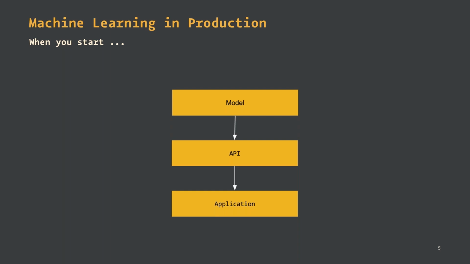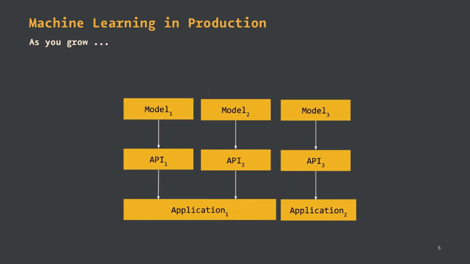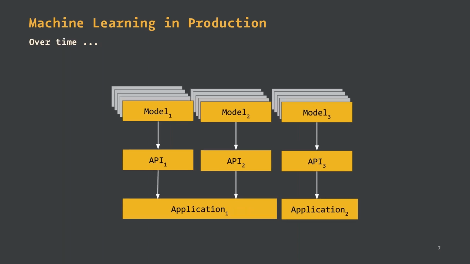When you start, it looks pretty simple. You have a model, an API and an application, but over time that gets more and more complicated. As you grow, you don't have just one model, but more and more models. Each model is served by an API, and more than one model is used in a single application. Over time, you have multiple versions of these models, and it becomes a non-trivial task to manage these things. Unless you have some tools to help you manage them, it's going to be very unproductive.